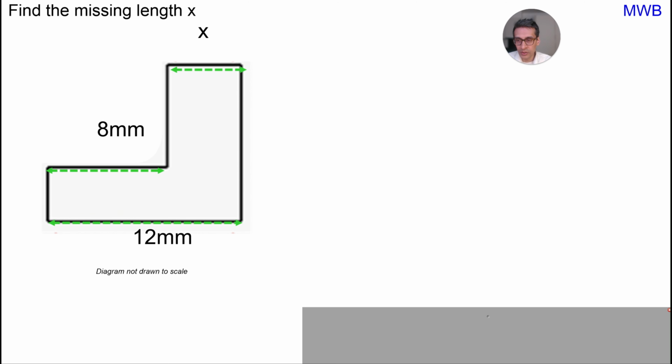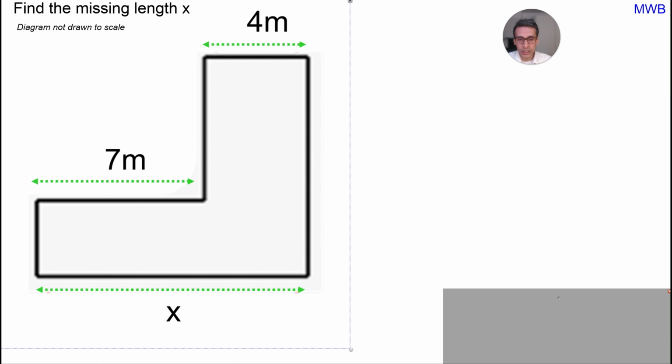It's quite basic. You may not need to write this later on, but because this is an example, I'm just going to do 12 minus 8 equals x. So x equals 4. Okay, so another example here. Can you work out the missing length?